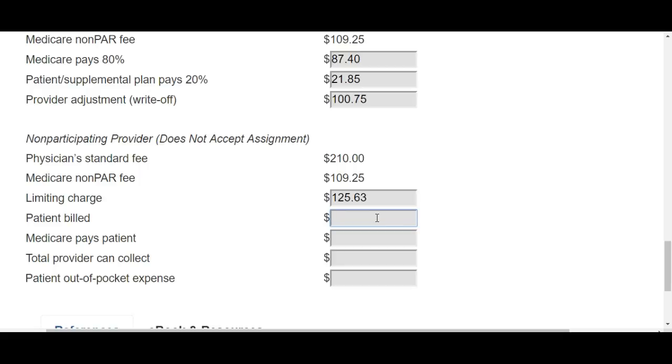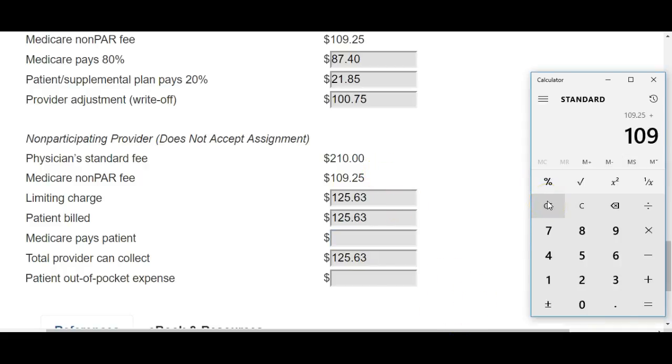So let's do the math here. The patient is going to be billed the same thing as the limiting charge here, $125.63, okay? And Medicare is going to pay the patient, and I'll show you how we get this in just a second, okay? So the provider is going to collect $125.63. Now let me show you where these two come from. Medicare is going to pay the patient 80% of the allowed amount of the non-participating fee schedule. That means it's 80% of this number here of 109.25, okay?